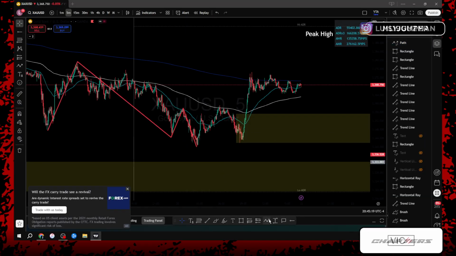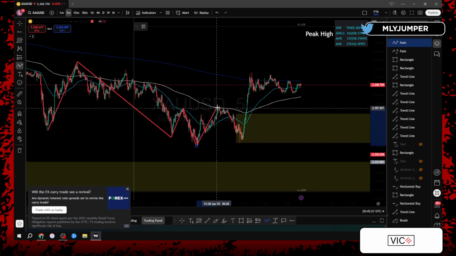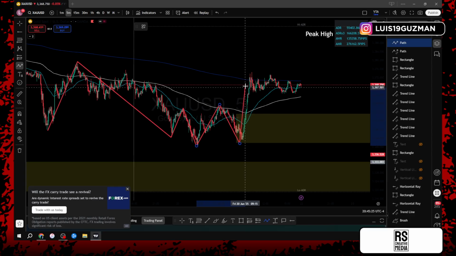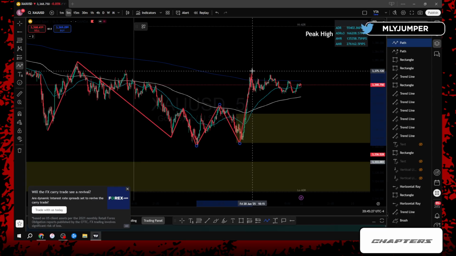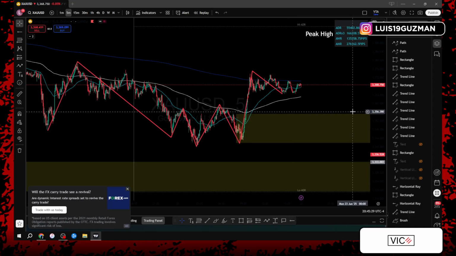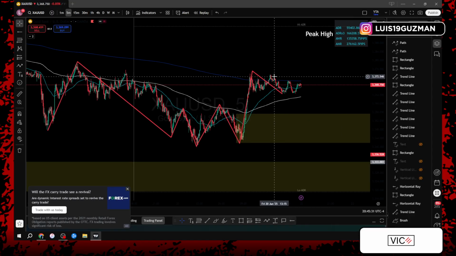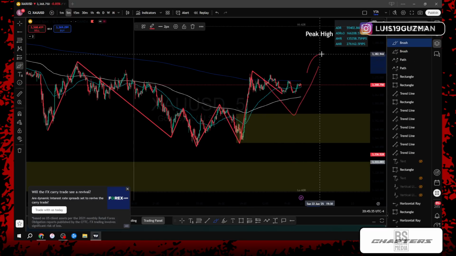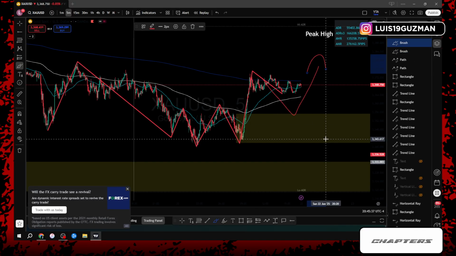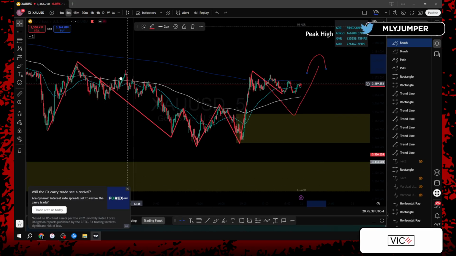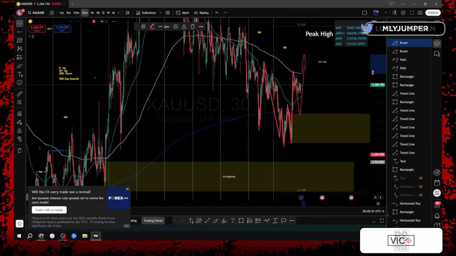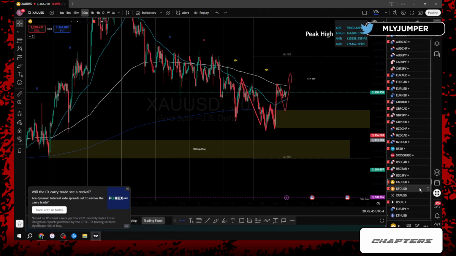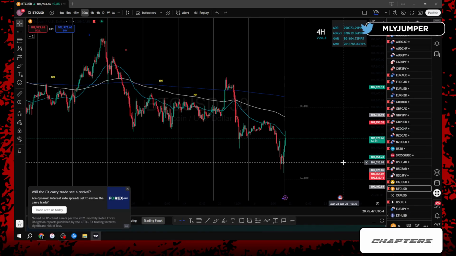Price gave us change of character, break of structure. Boom. This is already telling me we'll most likely get this type of pullback here to continue. So it's all about being patient, waiting for the right time, and then attacking once you get that entry. So we'll keep an eye on gold.